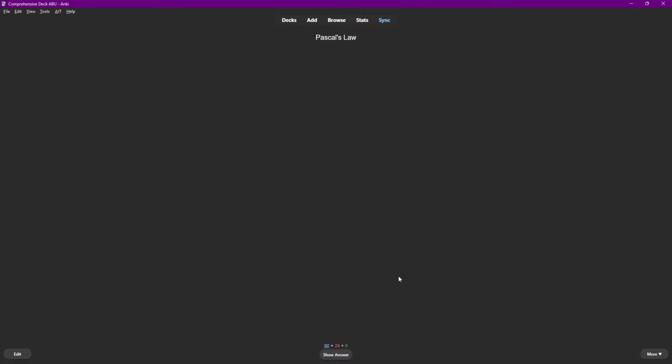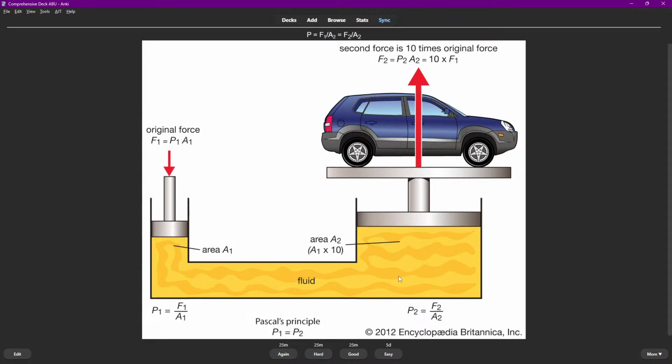Pascal's law. Pressure is equal to a Newton meter squared. So pressure is equal to newtons times area. So P is equal to force divided by area squared. So pressure is equal to force divided by area.